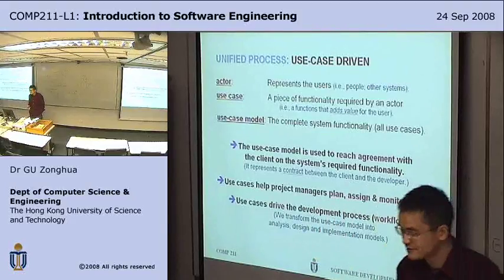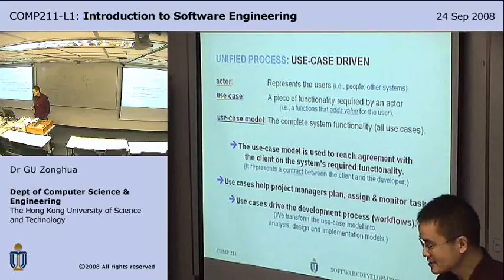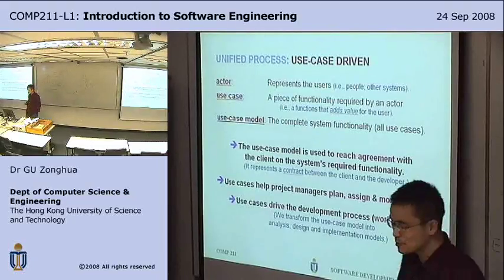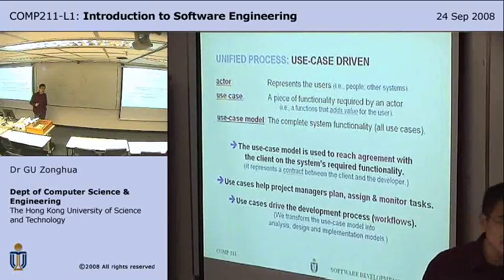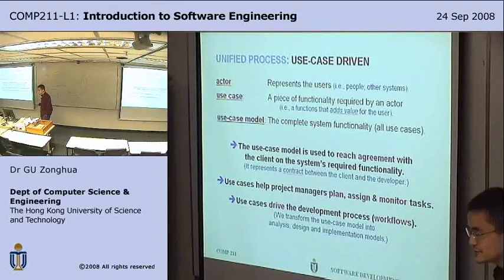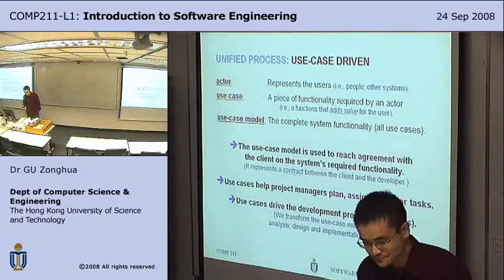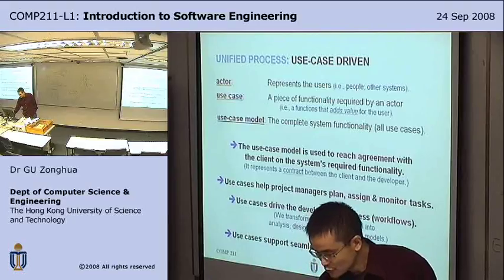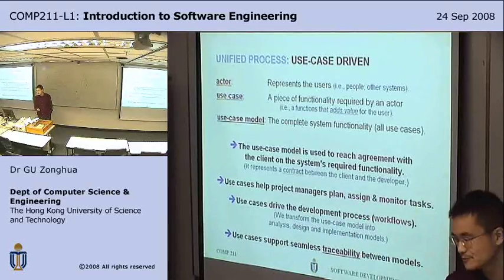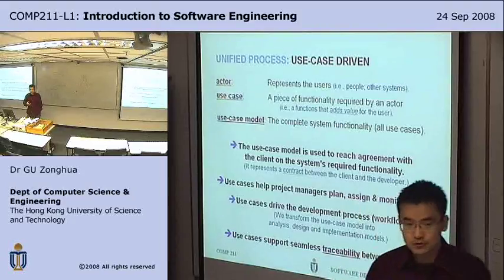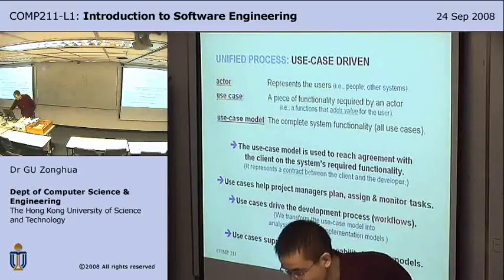Use cases drive the development process. That is, you transform the use case model into analysis, design, and implementation models, and you should have traceability. That is, you should be able to point to some analysis model or design model and say, which use case is this for? So use cases support seamless traceability between models. It acts like a central glue across all the different models.